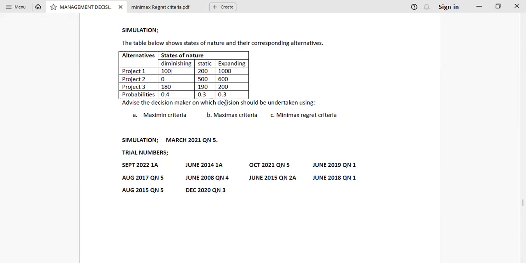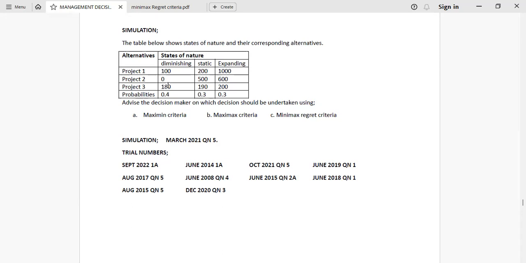Now, if you look at this diminishing, sloping downwards like this, we now look at which value is the highest. When you're looking at the diminishing, you look at what is the highest value there. And we always look at the original table that has been given to us. This is the original table that we have in the question. When you look downwards, the highest value is this 180. That is the highest value under diminishing.